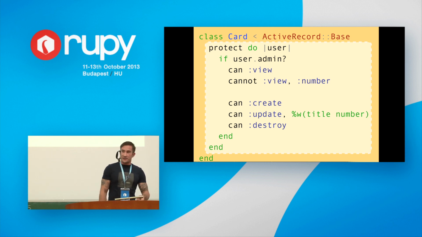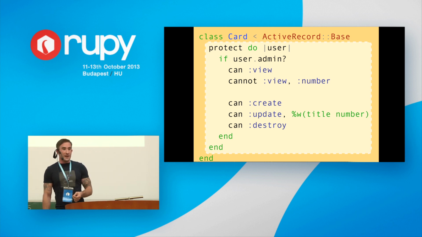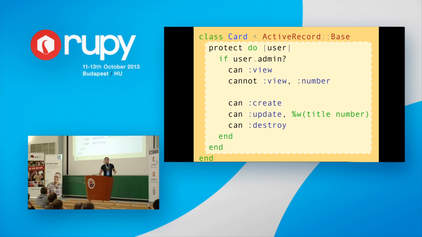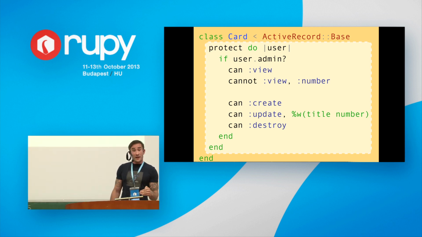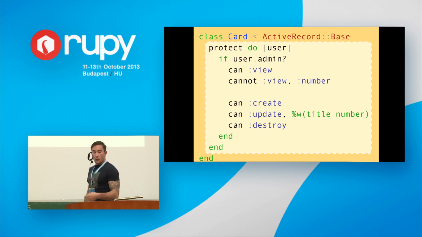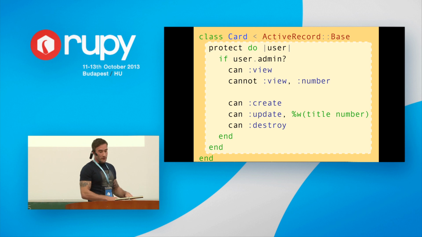By default, Protector follows the whitelist approach. It means that by default, you cannot read anything. You cannot do anything, which is safer, right? So if you cannot do anything and you define anything, this is safe. So on the first line, we allow our administrators to read any field of cards. On the second line, however, we revoke one field, number. Now they can read anything but the number field.